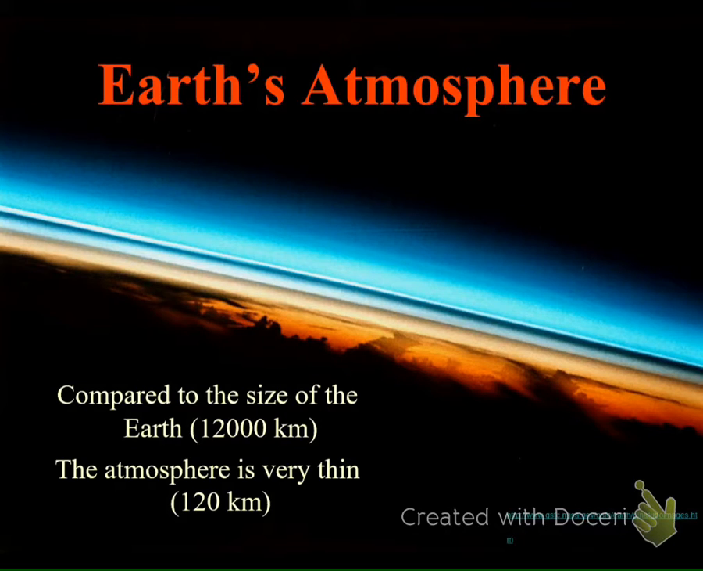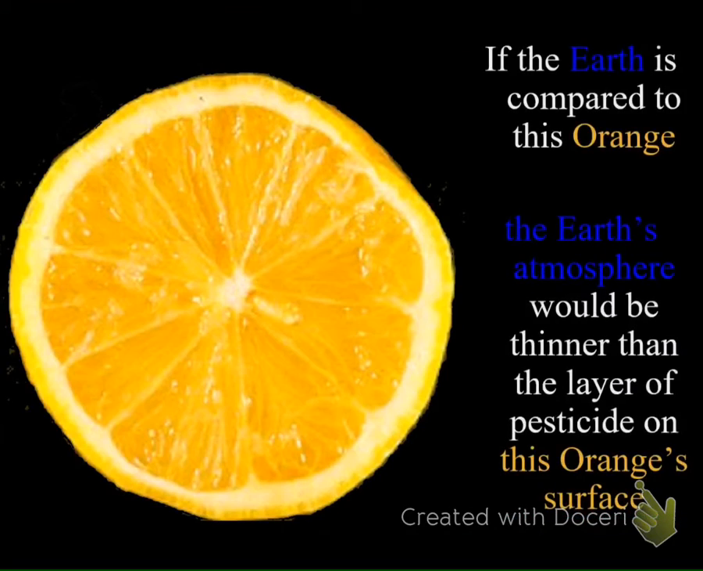If you look at its width, 120 kilometers, compared to the diameter of the Earth of 112,000 kilometers. It's tiny. To give you a good comparison, if you compared it to that orange, where the center, basically where the edible part, would be the mantle, the pesticide layer on the outside would be approximately the thickness of our atmosphere. It's very, very thin compared to the whole thing.